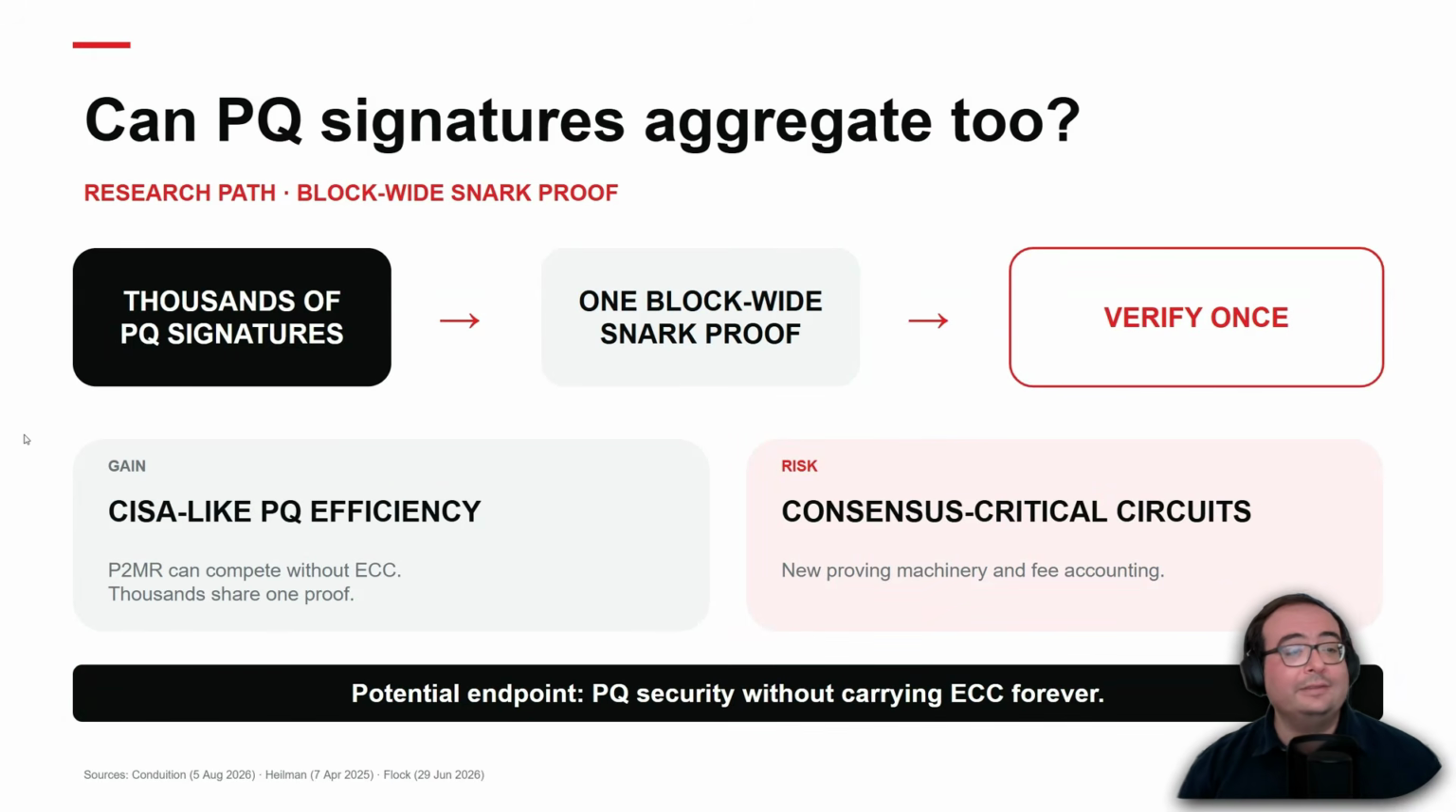And the last thing I want to mention is that, yes, it's true you cannot use CISA for P2MR, but there might be another way. There is progress in using zero-knowledge proofs to prove the existence of many valid post-quantum signatures. So instead of verifying each post-quantum signature one by one, which is expensive, you only verify the proof of the existence of all these signatures. So you can get all this efficiency also with P2MR, also with ECC disabled. That would be amazing from a cost efficiency point of view.